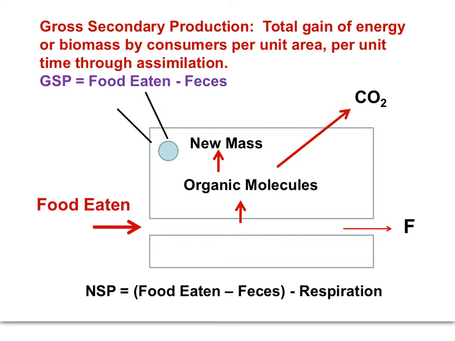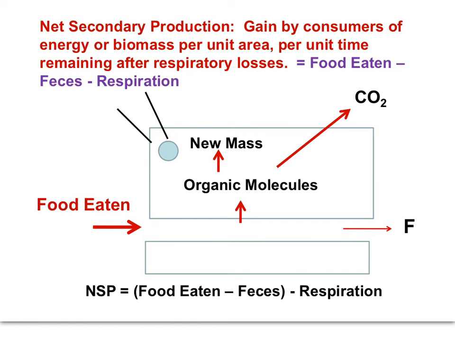Then the consumer uses some of the assimilated energy and then respirates that with a release of CO2. And we have net secondary production, which is GSP minus respiration. Net secondary production is the new change in mass of the animal over time. So once again, secondary production refers to consumers at any trophic level. Gross secondary production is food eaten minus feces. This is the energy and matter assimilated, represented by this flow here, into the body of the organism. Net secondary production is gross secondary production minus respiration, or food eaten minus feces minus respiration.